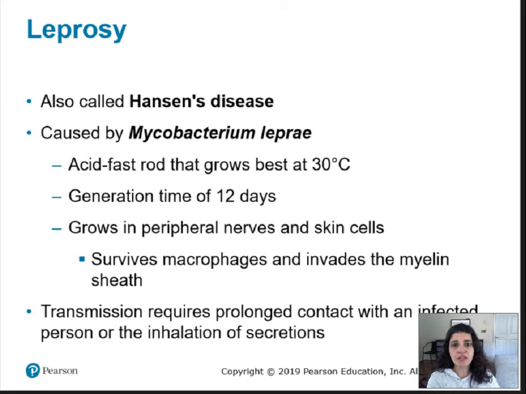And leprosy is caused by a mycobacterium, a gram-positive acid-fast rod, Mycobacterium leprae. And this bacterium likes and has a tropism for peripheral nerves and skin cells. It survives macrophages and invades the myelin sheath. Okay? Mycobacteria, because of that mycolic acid around the cell wall, are very resistant to macrophage digestion. After, they can be phagocytosed, but they don't get to be digested.